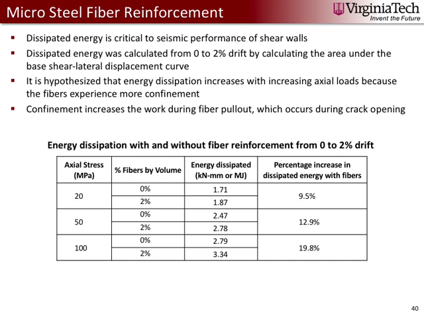So one effect of this increased post-cracking load capacity is increased dissipated energy. Dissipated energy is critical to the performance of shear walls in seismic events. And in this case, dissipated energy is calculated by taking the area underneath the base shear lateral displacement curve. One thing you'll note is in all cases, the dissipated energy increases with the addition of fiber reinforcement, but with increasing axial stresses, the dissipated energy actually increases more. This is hypothesized to be due to the effect of confinement.